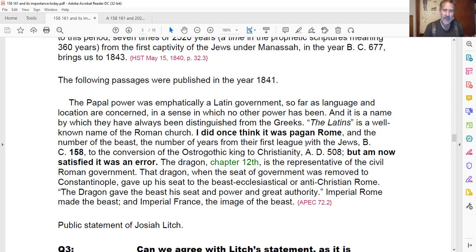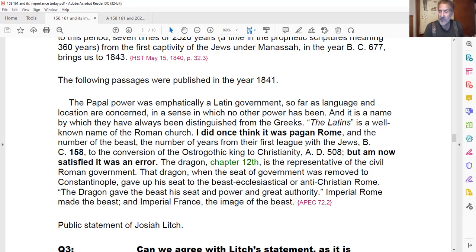I did once think it was pagan Rome, and the number of the beast, the number of years from their first league with the Jews, BC 158, to the conversion of the Ostrogothic king to Christianity, AD 508, but am now satisfied it was an error. The dragon, chapter 12 of Revelation, is the representative of the civil Roman government. That dragon, when the seat of government was removed to Constantinople, gave up his seat to the beast, ecclesiastical or anti-Christian Rome. The dragon gave the beast his seat and power and great authority. Imperial Rome made the beast, and Imperial France the image of the beast.